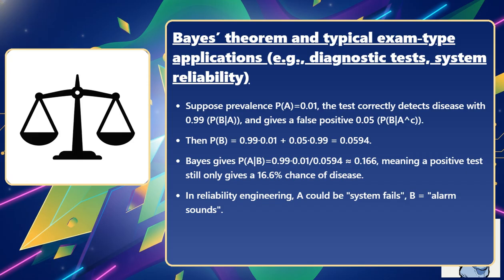In reliability engineering, let A equal system fails, B equal alarm sounds. Bayes helps decide whether to shut down the system based on the alarm.